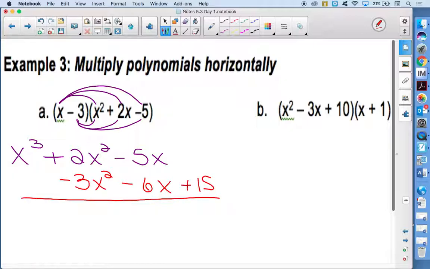So either way, you're writing a big long list, or you're putting them vertically, and then you can quickly add them together. So Sarah, if we add these, we have x cubed because it doesn't have any pairs. Minus x squared minus 11x. Right.